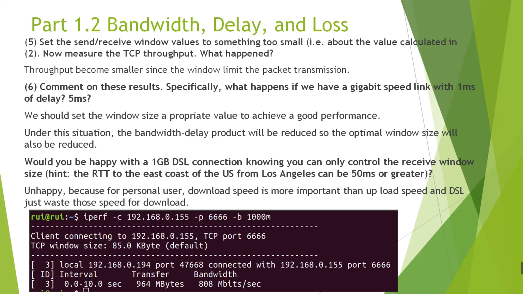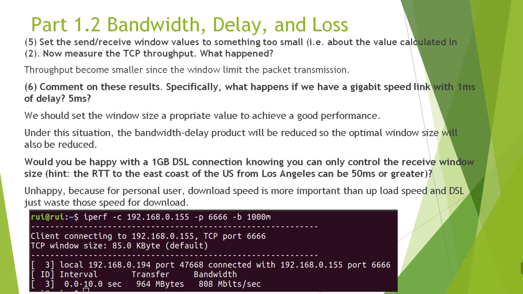So for question 6, we need to match the window size and the bandwidth delay product to achieve a good throughput. It also asks us to measure the performance under delays of 1 millisecond and 5 milliseconds. Under this circumstance, the delay is reduced, which means the bandwidth delay product will also be reduced, so the window size can also shrink.